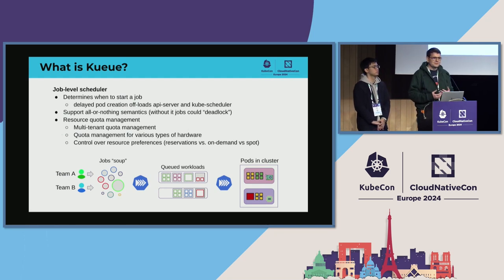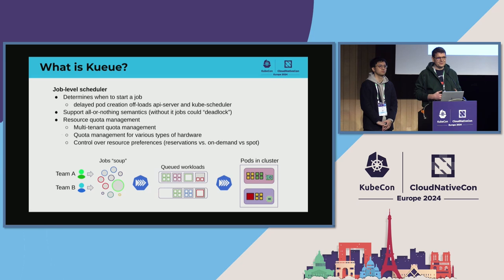So Q is a job level scheduler, and as such, its responsibility is to determine when to start or stop a job. So it operates one level higher of abstraction than Kube scheduler that operates on pods. So with Q, we delay pod creation actually until the job is started. And this is very important because with this capability, we are able to offload the API server and Kube scheduler.